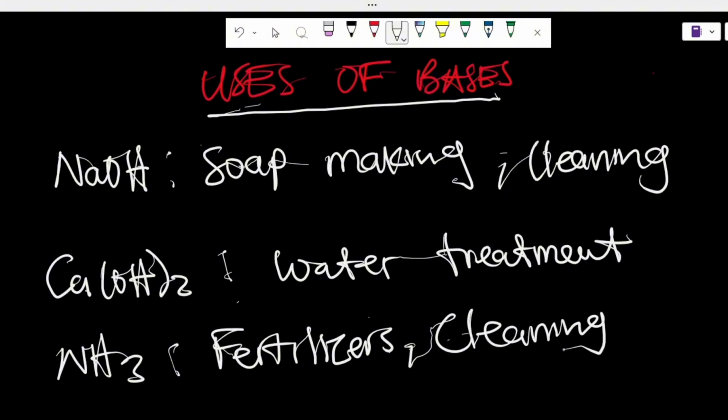So make sure that you go through these concepts, because they are going to help you know how to answer different problems on acids, bases, and salts.